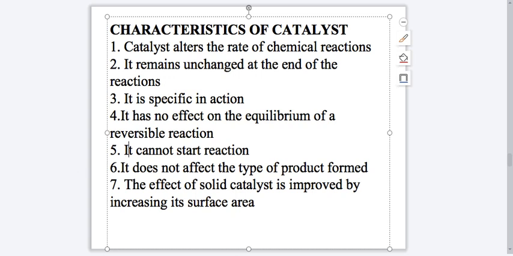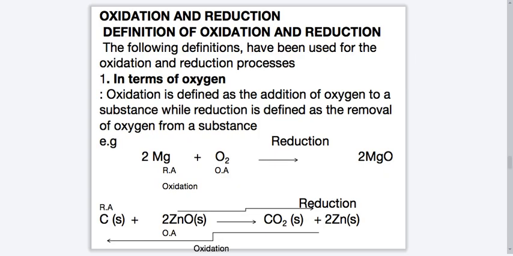So we are now moving to the last type of chemical reaction, which we refer to as reduction and oxidation. We are going to define this in at least 5 different ways. Number 1, you can define this in terms of oxygen. Oxidation is defined as addition of oxygen to a substance.